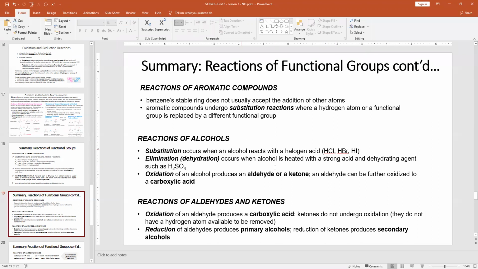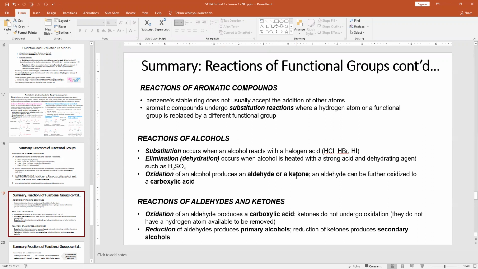And elimination occurs when the alcohol is heated with a strong acid and a dehydrating agent such as sulfuric acid. You could have reactions of alcohol where you get oxidation of an alcohol to give an aldehyde or ketone. We discussed that a couple of slides ago. And then the aldehyde can be further oxidized to a carboxylic acid.